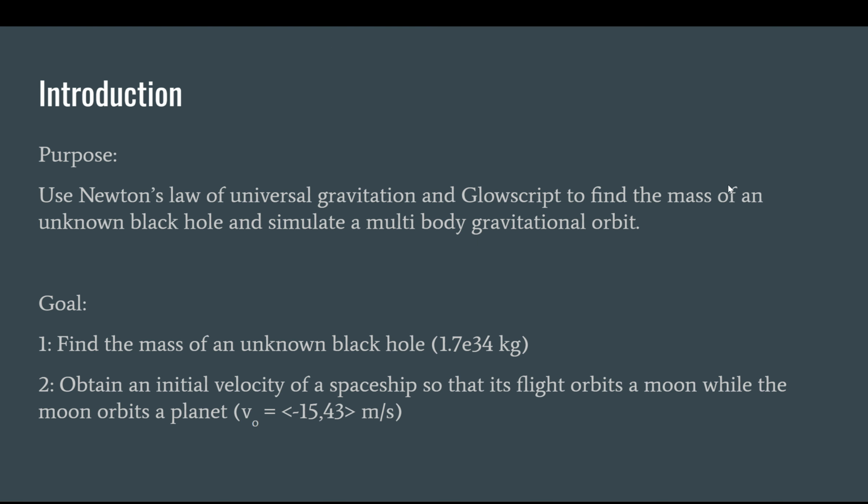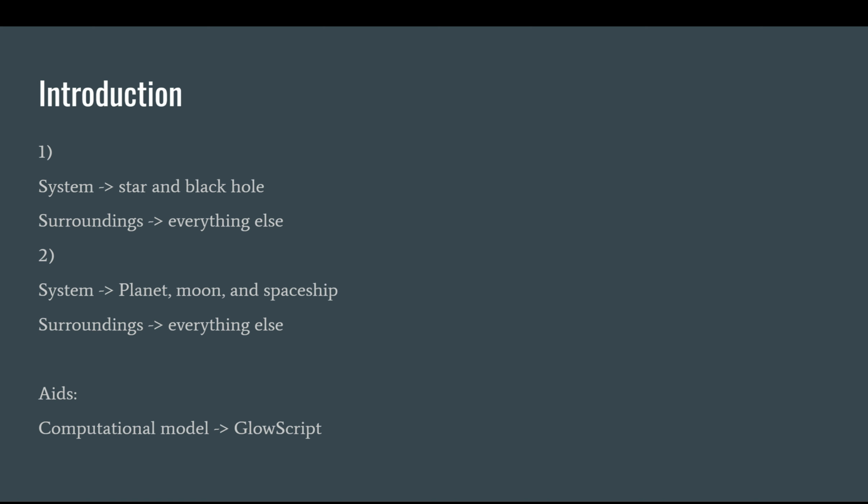And this is my Lab 3. So the purpose for this lab is to use Newton's law of universal gravitation in GlowScript to 1, find the mass of an unknown black hole, and 2, simulate a multi-body gravitational orbit to find an initial velocity of a spaceship. The system and surroundings for part 1: star and black hole, everything else.